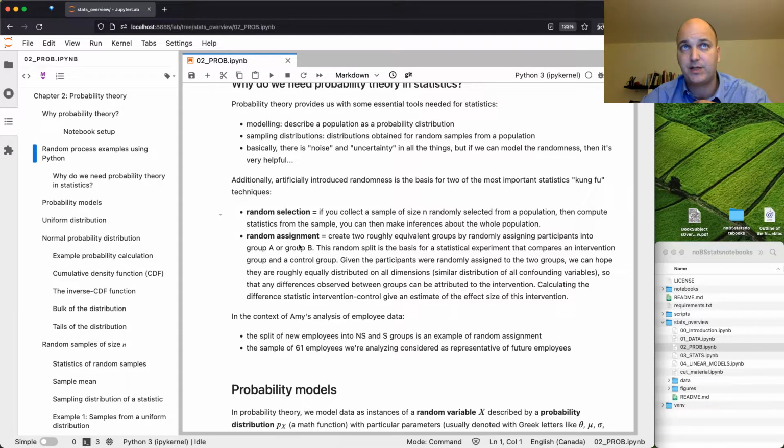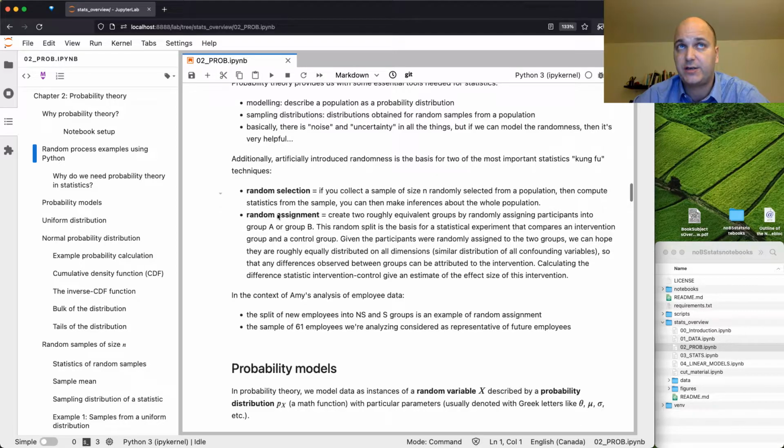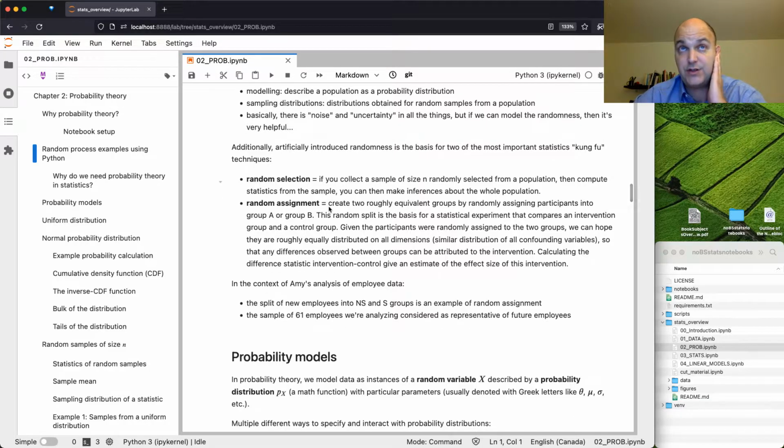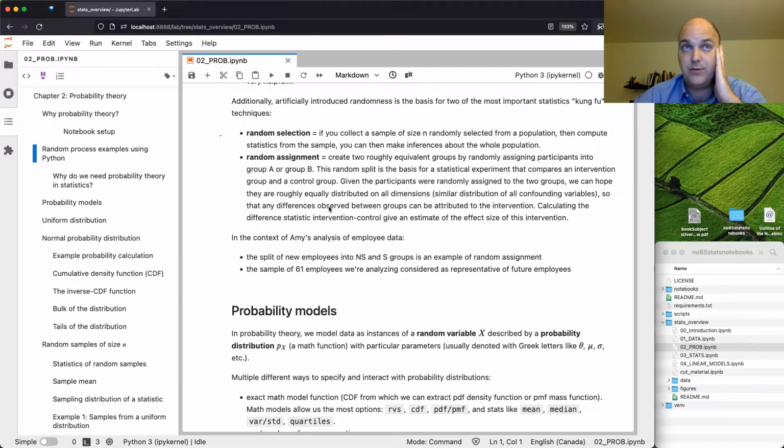And the other aspect, random assignment, is what Amy did with the employees. Remember that we split them into two groups, either group statistics or group no statistics, completely random. So if we find differences between the two groups, if they were, for all other purposes, similar, then we can attribute the differences to the statistics training. So we already touched a little bit on that, but all this is to say that randomness sometimes helps us. It's not just that we're trying to deal with randomness.